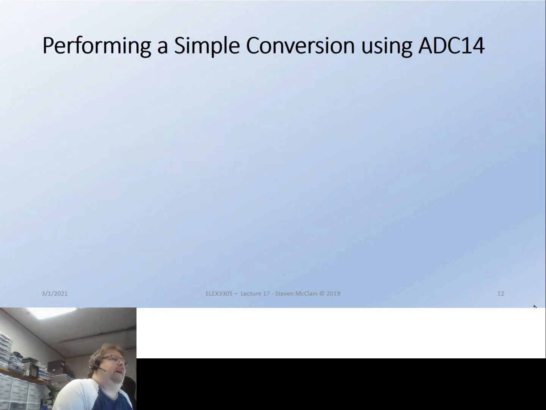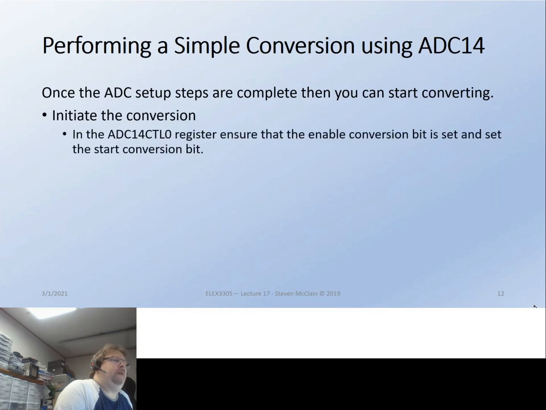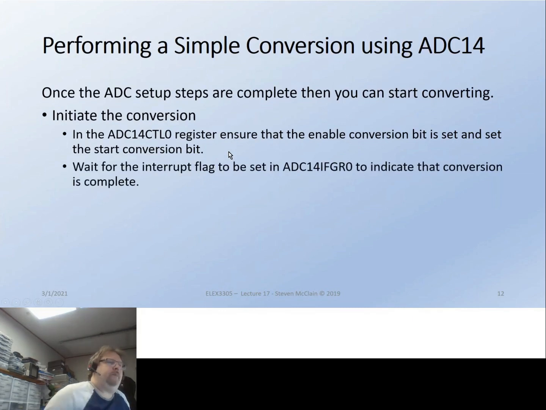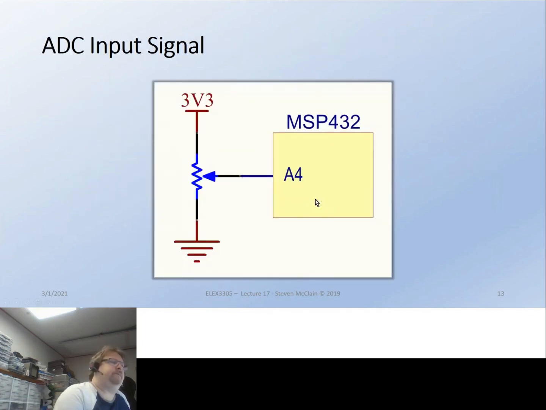Anyway, now we've set up the converter. We've set all that. We can now start running the thing. So we're going to initiate the conversion, make sure that the enable conversion bit is set, and then we set the start conversion bit, and we wait for the interrupt flag, wait for it to be finished, and then read our result. Do whatever we want to do with the result.